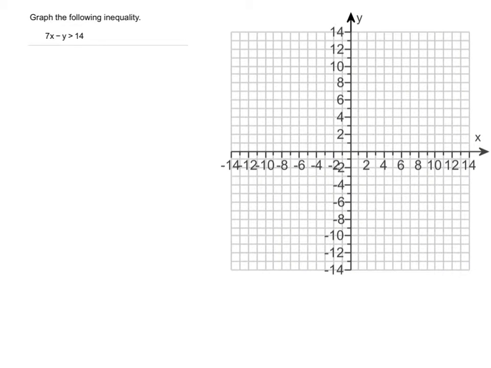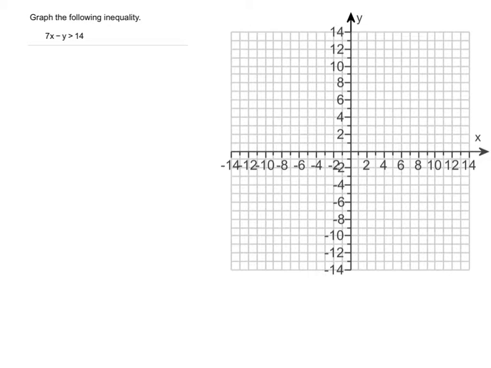Graphing inequalities. Graph the following inequality: 7x minus y is greater than 14. Here we have a linear inequality. To graph this, we're first going to graph the linear equation. Then we're going to use a test point to decide which side of the line we can shade to represent all of the solutions to our inequality.